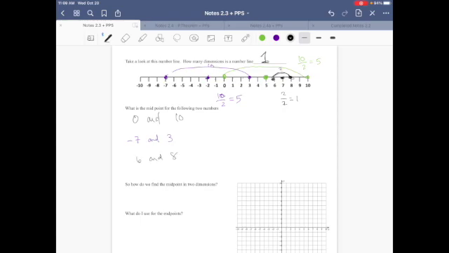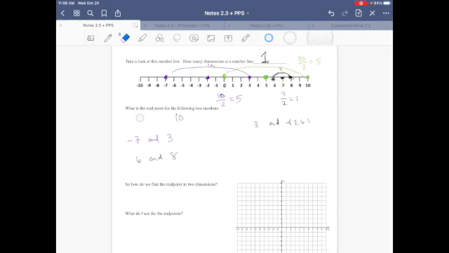So what if we got a really large number? What if I needed to find the midpoint between like 3 and 4,261? I can't sit and count a bunch of squares on a number line. So we need a more sophisticated method of figuring this out. So what we can actually do is add the two numbers together and divide by 2.